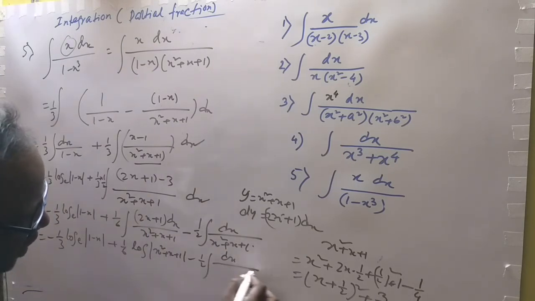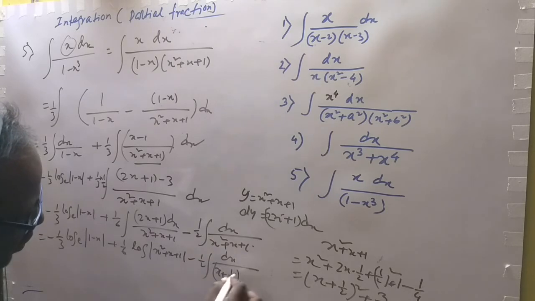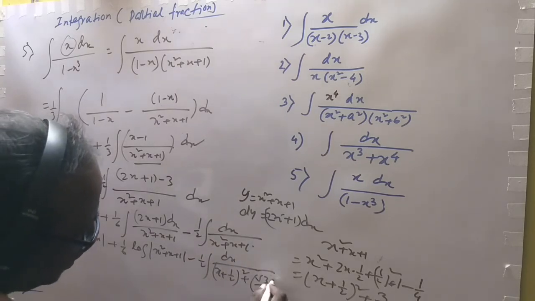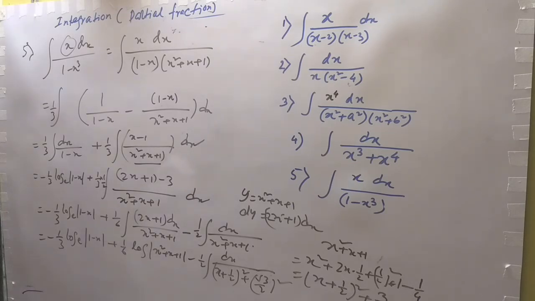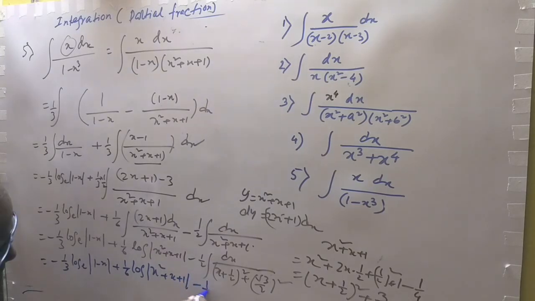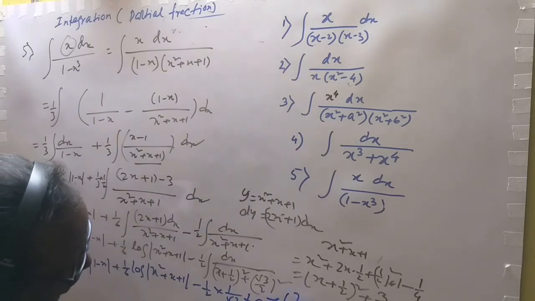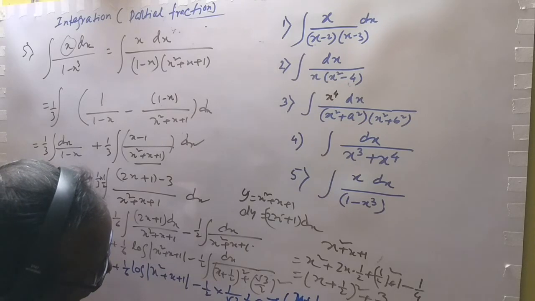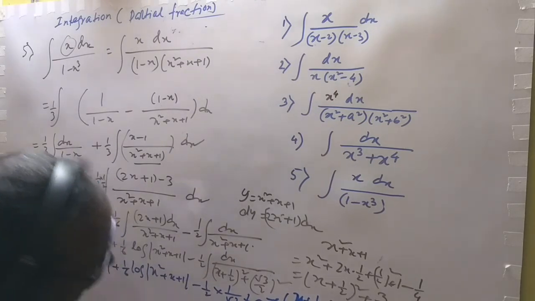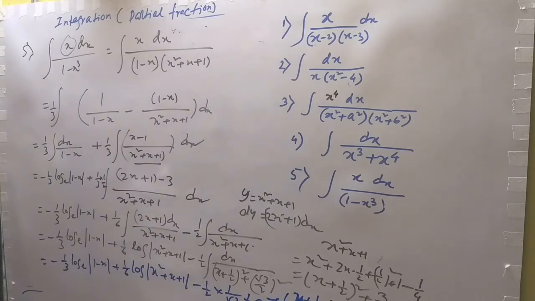So we can write here dx by x plus half whole square and root 3 by 2 whole square. Okay. And this is equal to minus 1 by 3 log to the base 1 minus x plus 1 by 6 log x square plus x plus 1 and half. This formula is 1 by a, root 3 by 2, and this is tan inverse of x plus half by root 3 by 2 plus c. Okay. And take LCM, 2 are cancelled out, 2x plus 1 by root 3. Okay. This is your answer.